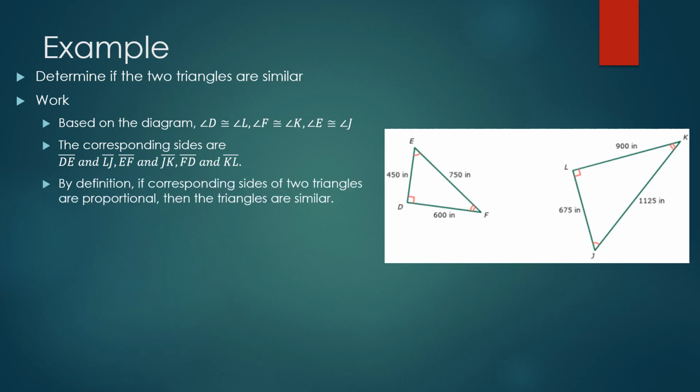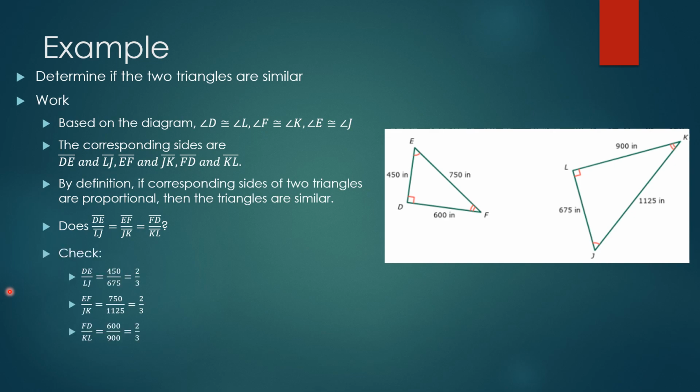Remember, by definition, two triangles are similar if their corresponding sides are proportional, or if the corresponding sides of two triangles are proportional, then the triangles are similar. So, please note that this notation is a little off because it's not supposed to have a line on it, but do those three ratios equal the same value? What we're going to do is check.